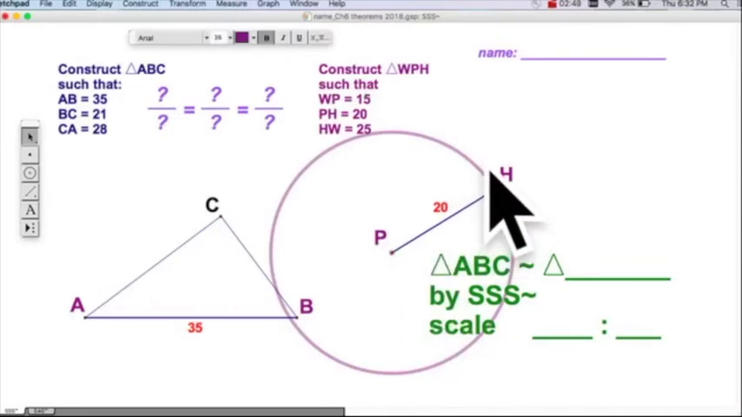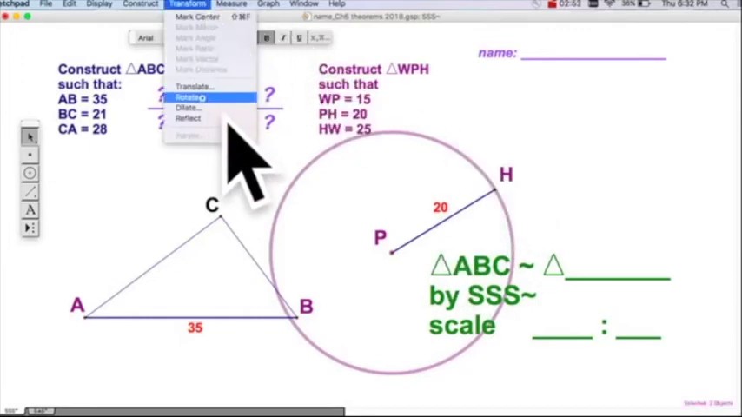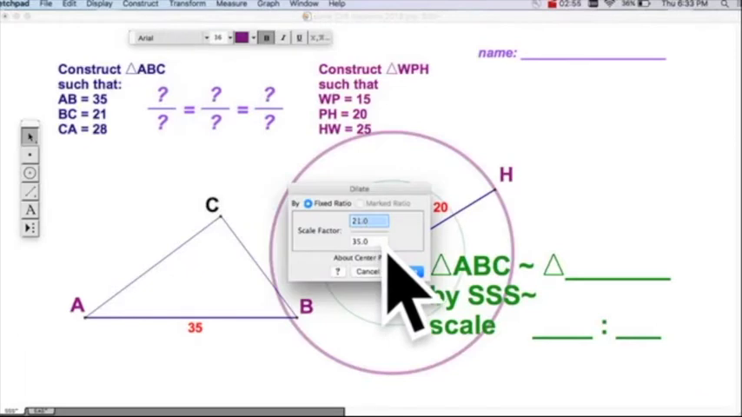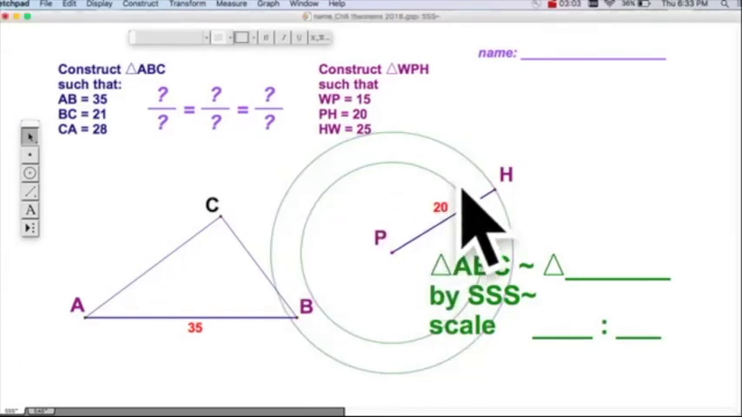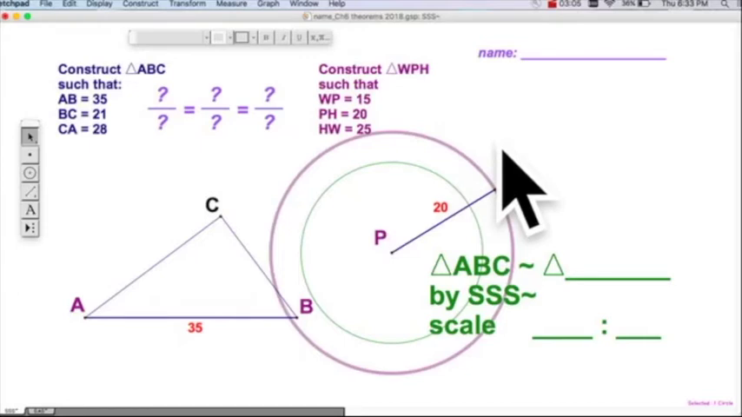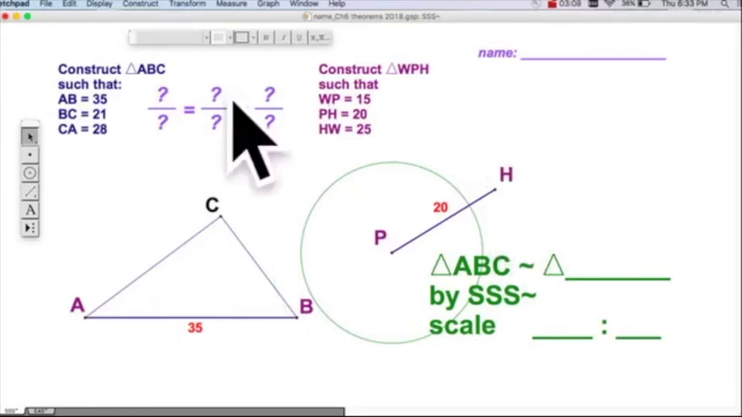That is, I'm going to shrink this compass from a gap of 20, transformers, dilate, and I'm going to make it 15 to 20. How do you like that? 15 to 20. You could have used 3/4, but we're sticking with what we're given. Hide the non-dilated circle, and there you go again.